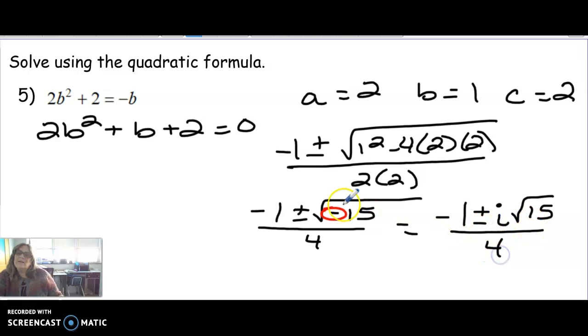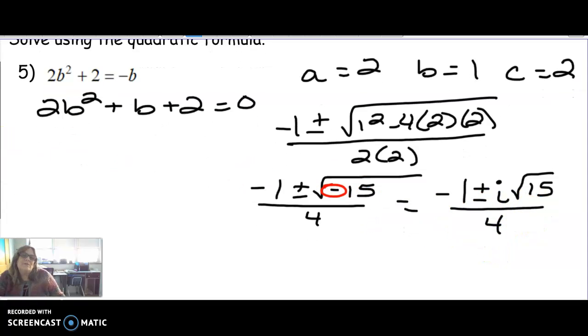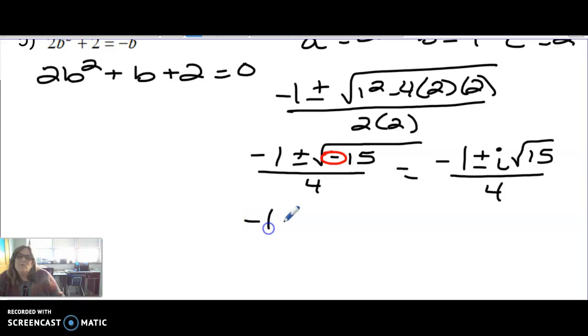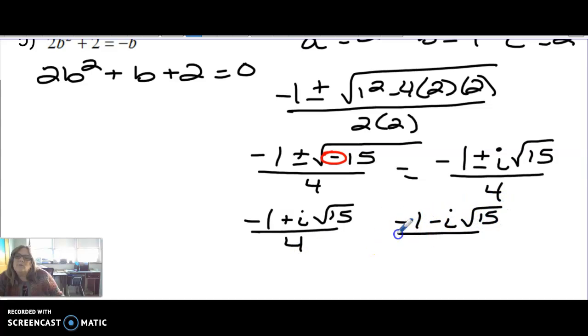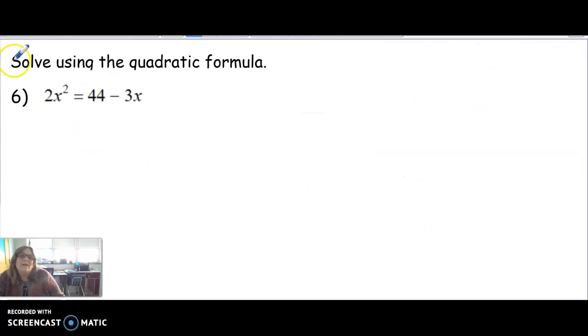I can't reduce anything, but I do have two answers. Remember they come in pairs. Negative 1 plus i square root of 15 divided by 4, and negative 1 minus i square root of 15 over 4. Okay?